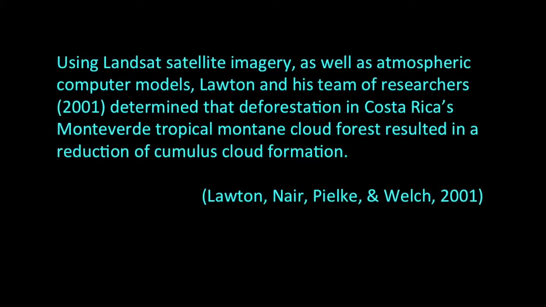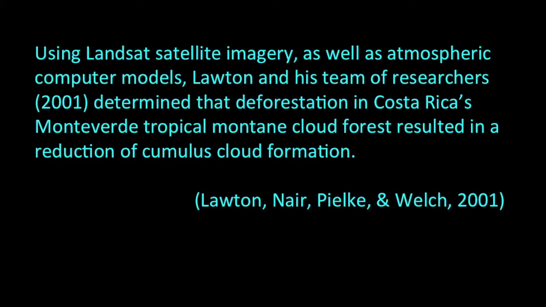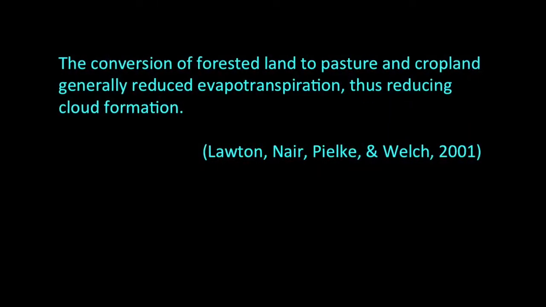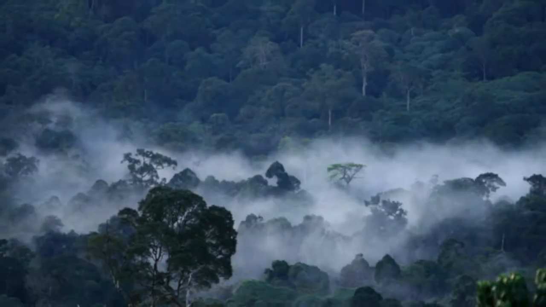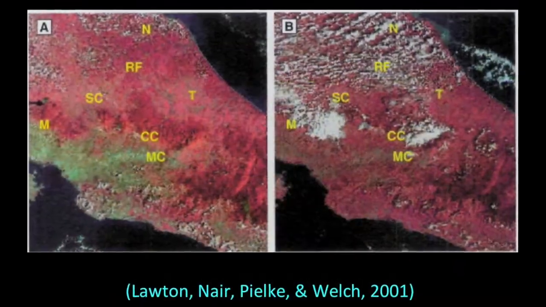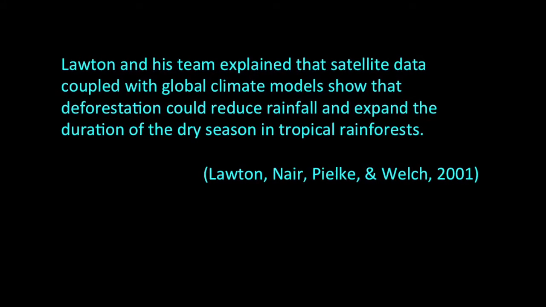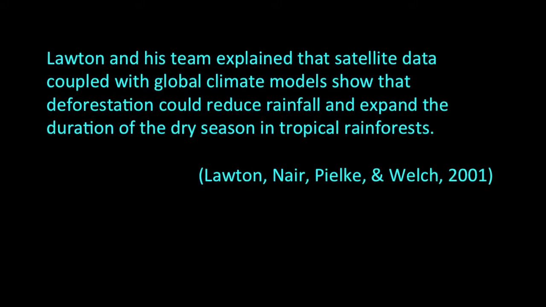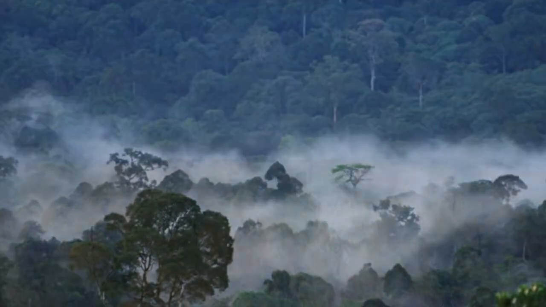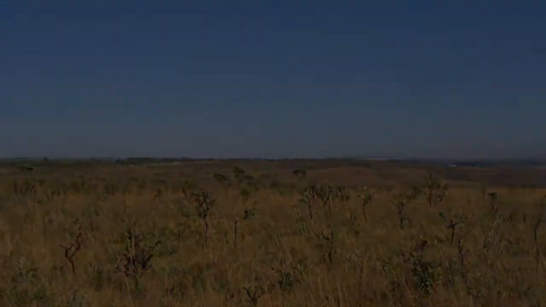Using Landsat satellite imagery, as well as atmospheric computer models, Lawton and his team of researchers determined that deforestation in Costa Rica's Monteverde tropical montane cloud forest resulted in a reduction of cumulus cloud formation. The conversion of forested land to pasture and cropland generally reduced evapotranspiration, thus reducing cloud formation. Lawton and his team explained that satellite data coupled with global climate models show that deforestation could reduce rainfall and expand the duration of the dry season in tropical rainforests.